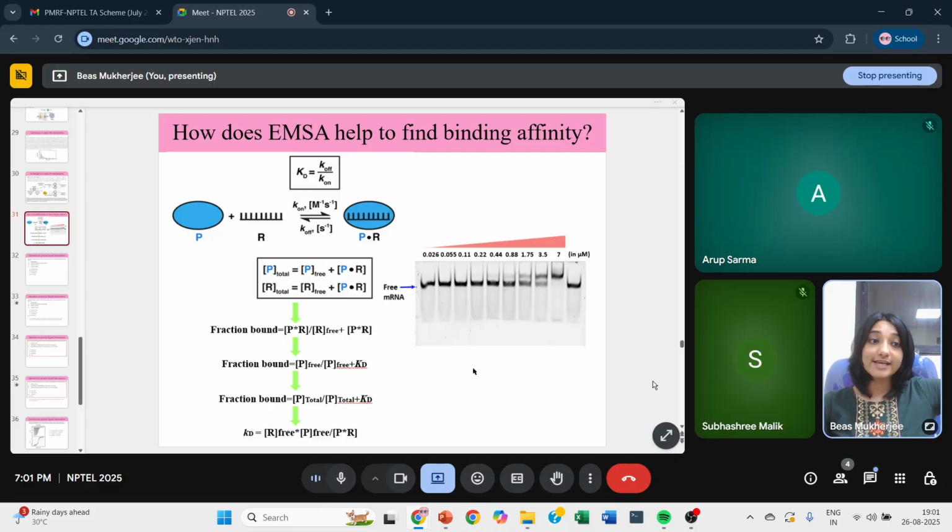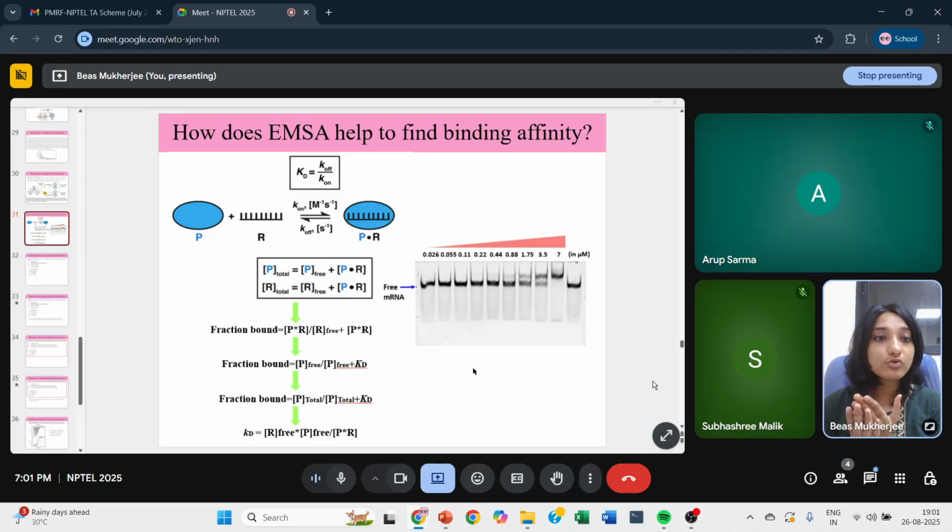Okay, the lane on the extreme right is actually free mRNA. So P total, the total concentration of the protein, is equal to the amount of free protein plus the amount of bound protein. Now you have no idea about the amount of free protein and the amount of bound protein, right? You only know how much protein you have added, and you only know how much RNA you have added. That is all you know. So from this equation, how do we come to something that we know?